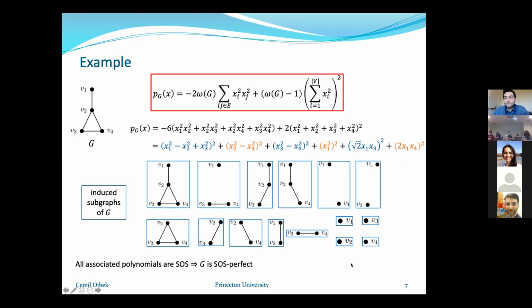In the definition, you have to be a sum of squares of the subgraphs. So each induced subgraph needs to be sum of squares. Each induced subgraph. Okay, thank you. Yes, exactly. Should I continue? Is that it? Yeah. Okay.